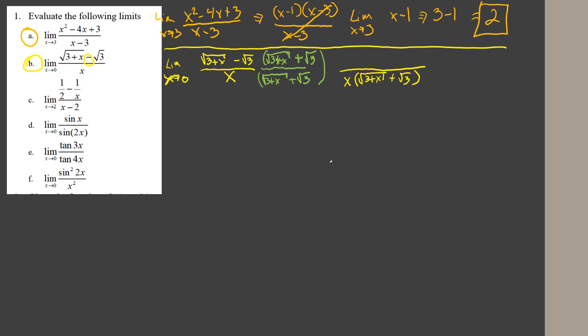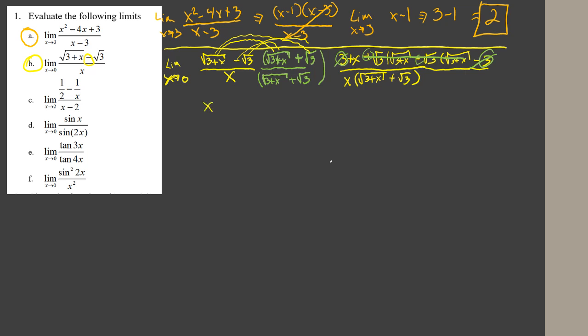Now let's FOIL the top. Square root 3 plus x times square root 3 plus x results in 3 plus x because it's the same quantity squared. And then, FOILing it out, the first and the last, we get plus square root 3 times square root 3 plus x. Now, FOILing the middle, we get minus square root 3 times square root 3 plus x. And then the last term, minus square root of 3 times square root of 3 is 3. We can do a little bit of cleaning up because we have a plus one quantity minus that quantity, so it's going to go away. And we also have a plus 3 and a minus 3, so those will cancel out.